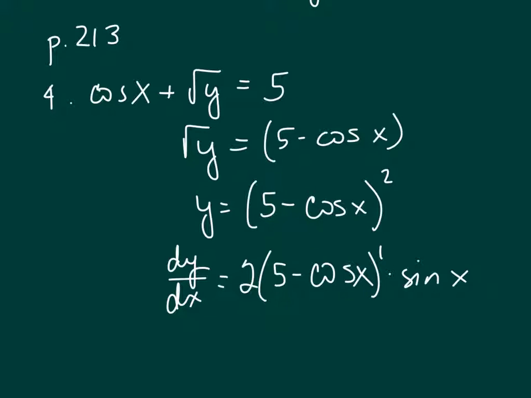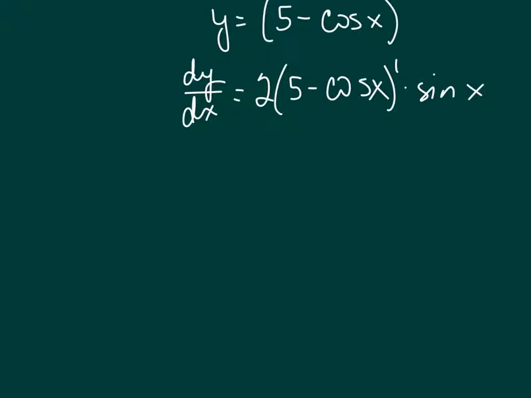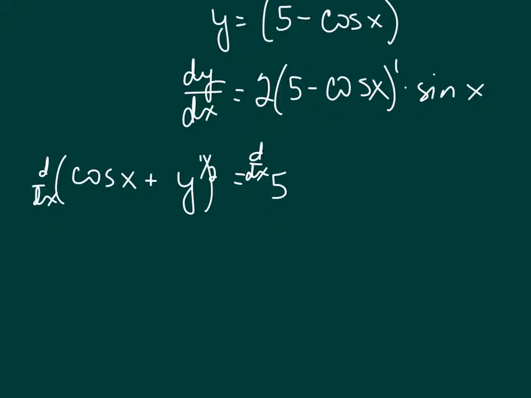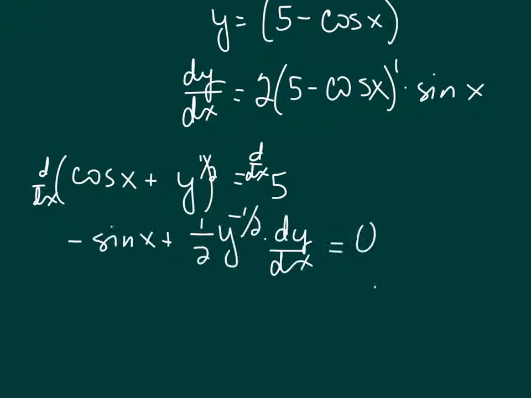So remember what that looks like. Let's also do this using implicit differentiation. So we'll try it a little bit differently. So here we have cosine x plus y to the 1/2 is equal to 5. I am just going to take the derivative with regard to x of both sides. Just plow from left to right. So on the left-hand side, the derivative of cosine is negative sine x.